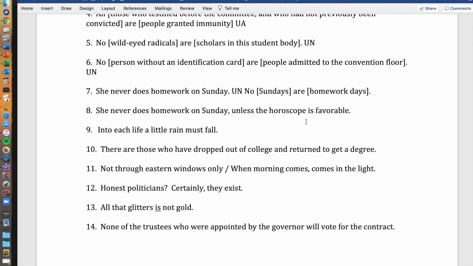So we still have, she never does homework on Sundays unless the horoscope is favorable. So how do we translate the word unless? We still want to recognize, first of all, that never tells us it's still universal negative, right? Universal negative. So we still have the same universe of discourse, days of the week, but now we're being even more precise about what kind of days we're talking about.